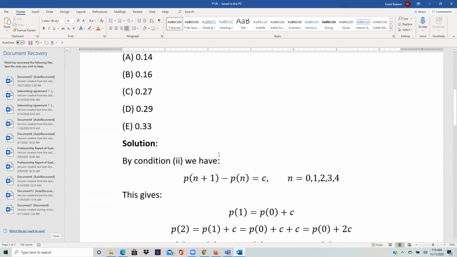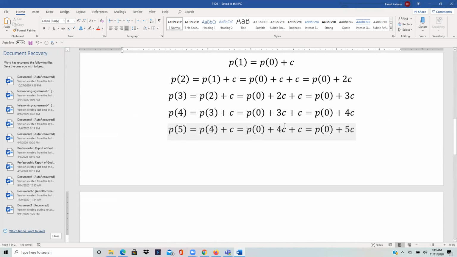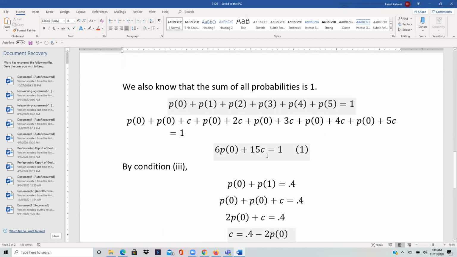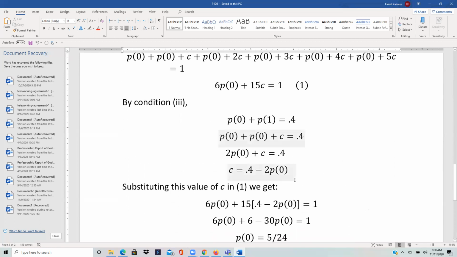Now, condition 3 tells us that exactly 40% file fewer than 2 claims. Fewer than 2 claims means 0 or 1 claim. So that means P0 plus P1 is 40%. And we substitute the value of P1, that's P0 plus C from above. Yes, P1 is P0 plus C. And that gives you 2P0 plus C, and then C comes out to be 0.4 minus 2P0.